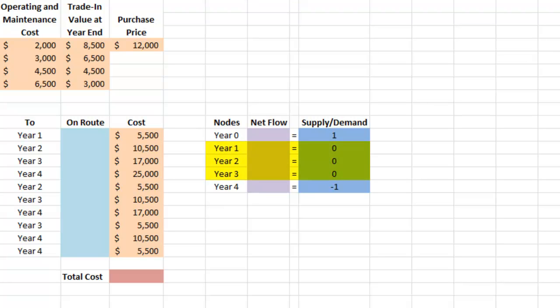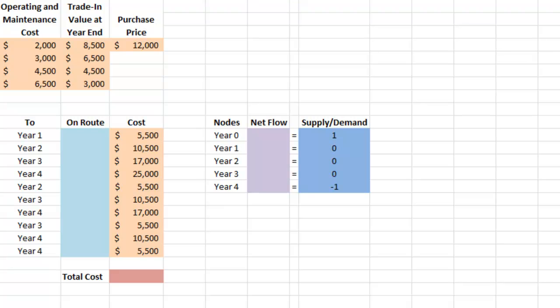Now the reason that year 1, 2, and 3 are 0, of course, is that none of those are where our process stops. Those are simply pass-through nodes, or in a supply problem, we call them transshipment nodes, because we go in and out of them, but we don't stay in them. So those all have to be 0. So year 1 is a 1 because we're going to start there. Year 4 is a -1 because we are going to end there.